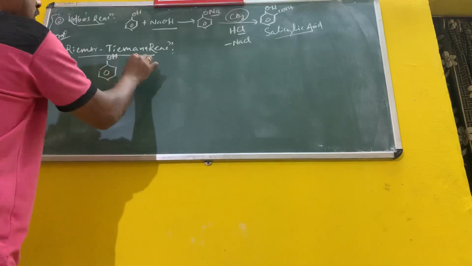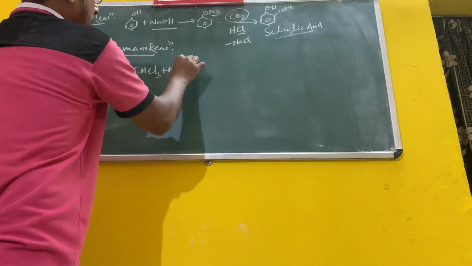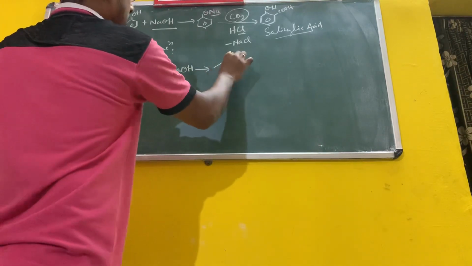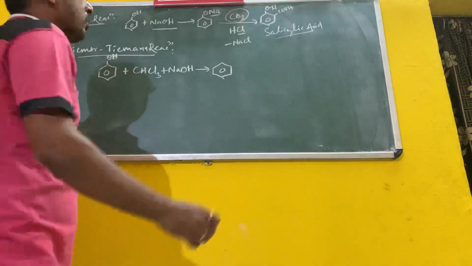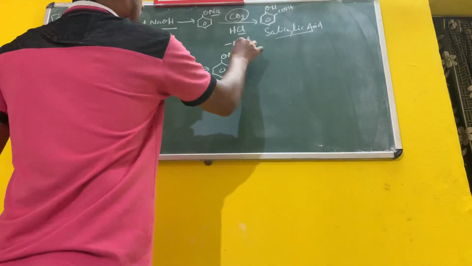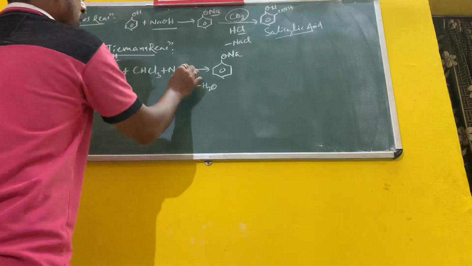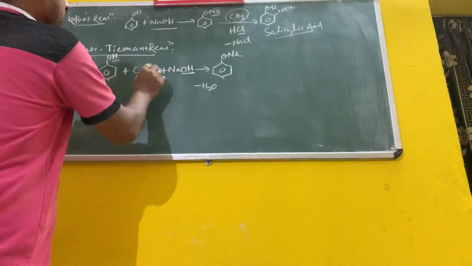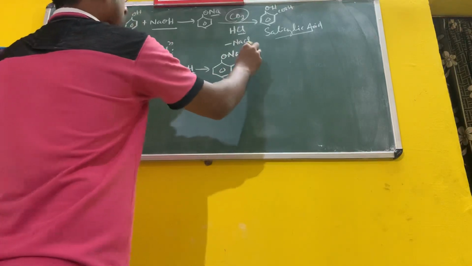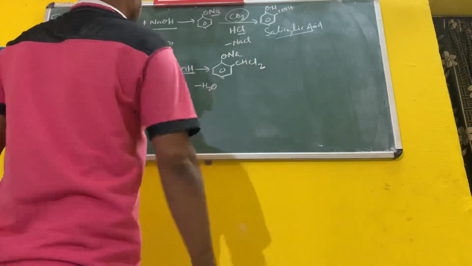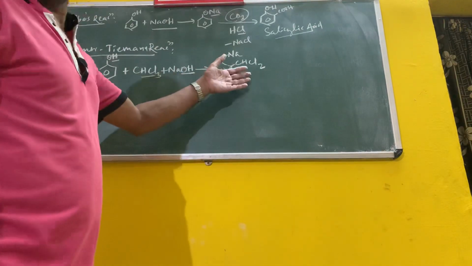phenol plus chloroform. What is the formula of chloroform? CHCl3 in presence of sodium hydroxide, to form sodium phenoxide, ONa, replacing H. You can write here minus H2O. Then CHCl3 here, you put here one HCl removed, CHCl2. So this is the process. Sodium phenoxide and CHCl2 will be joined.